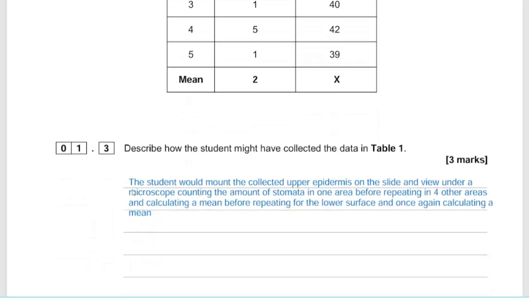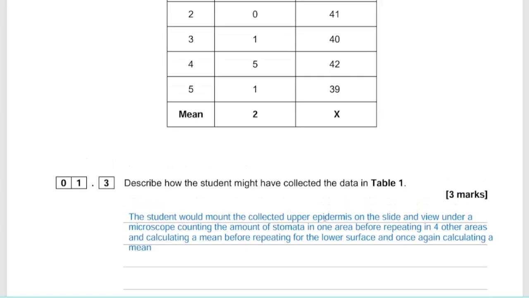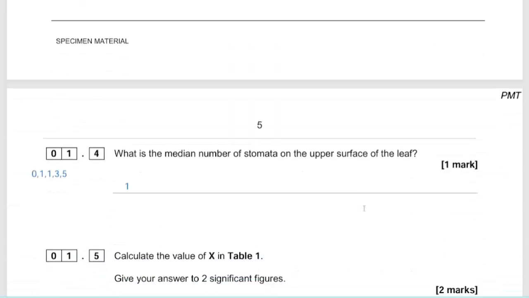The student would mount the collected upper epidermis on the slide and view under a light microscope, counting the amount of stomata in one area before repeating in 4 other areas and calculating the mean. Before repeating this process for the lower surface and once again calculating the mean. Now, you didn't need to state upper and lower epidermis. You could just say do it for one side of the epidermis then the other side, but I thought just to give a bit more clarity to state one epidermis specifically and then state the other by name.